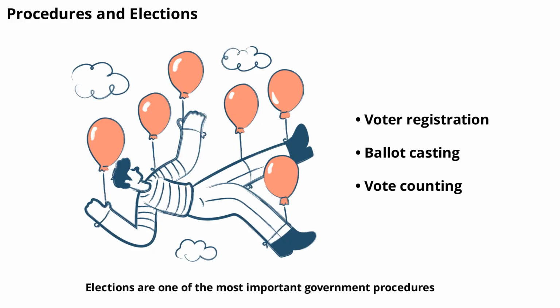Elections are one of the most important government procedures. There are strict rules for registering voters, casting ballots, counting votes, and announcing results. These procedures help ensure that elections are free, fair, and reflect the will of the people.